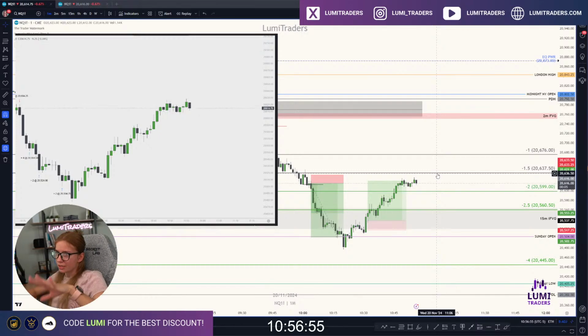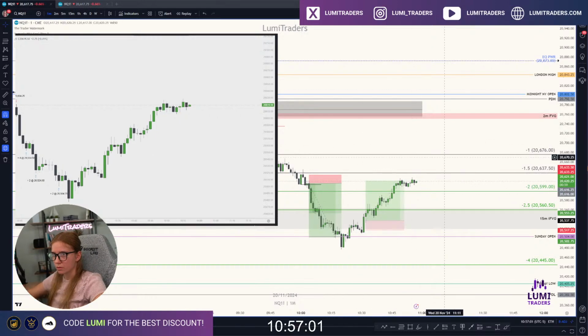Right now we're just at this key area. I would like to see how we react from here, obviously not on the 1 minute chart, but just this key area right here. I want to delete this, and I'm going to leave this 2 minute fair value gap.